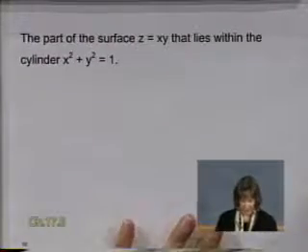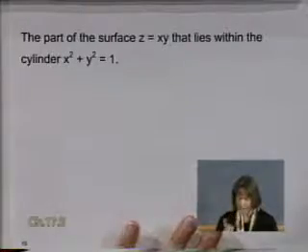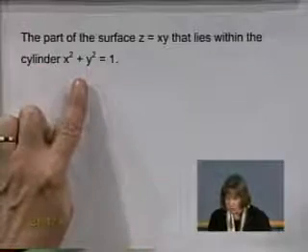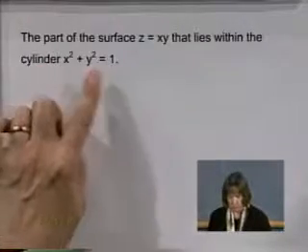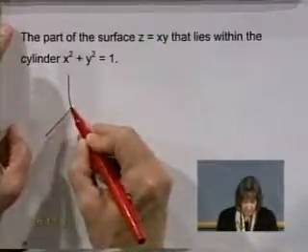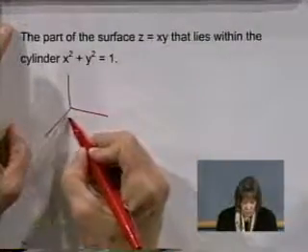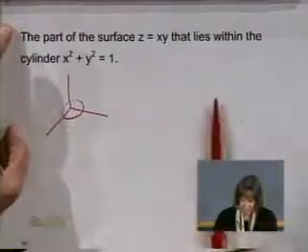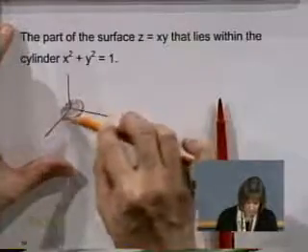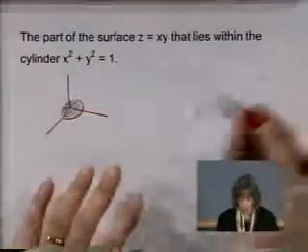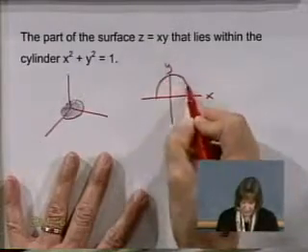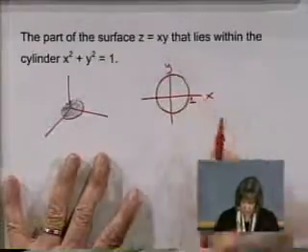They said the part of the surface z equals xy that lies within the cylinder x squared plus y squared equals 1. Now notice what's happening here. X squared plus y squared equals 1 is a circle, right? But we're within that circle. So my xy, if I want to draw it in two-dimensional space, is everything inside this little circle of radius 1.